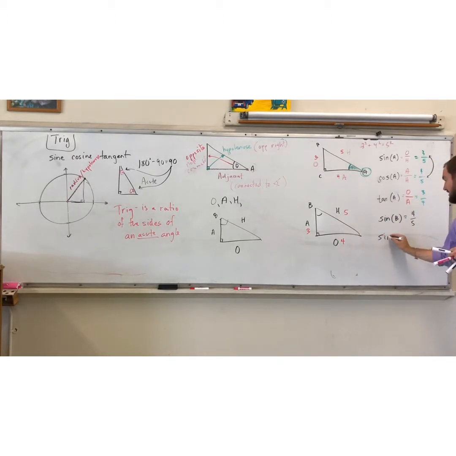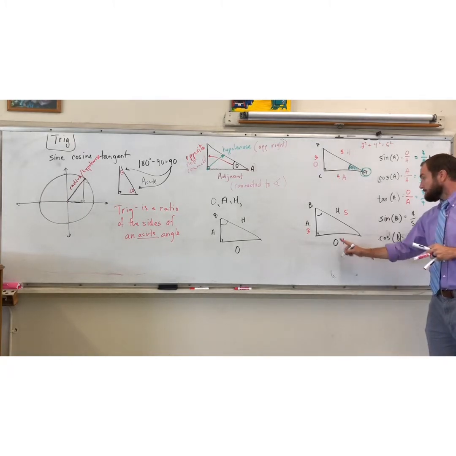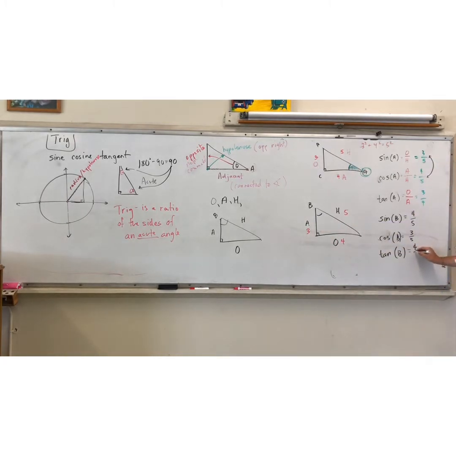And if I'm looking at cosine of B, I'm looking at 3 over 5. And if I'm looking at tangent of B, I'm working with 4 over 3, which is the flip version of this.